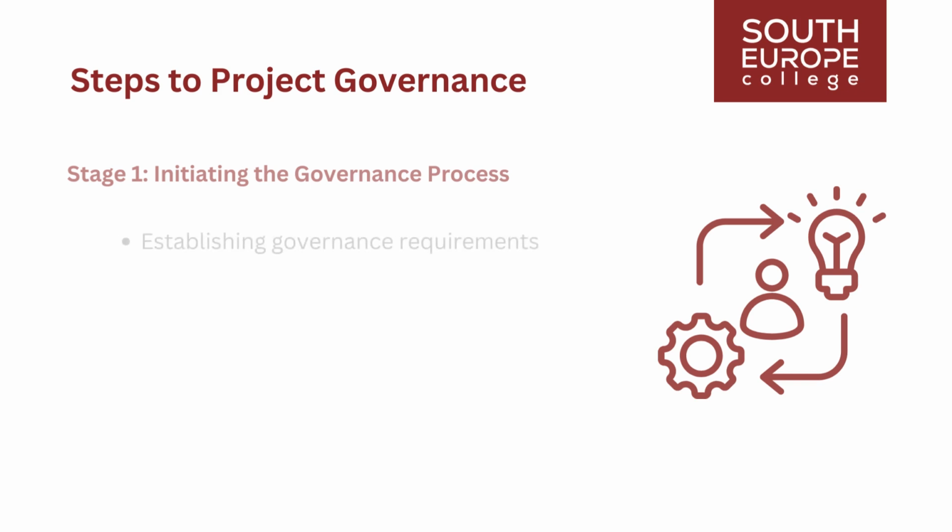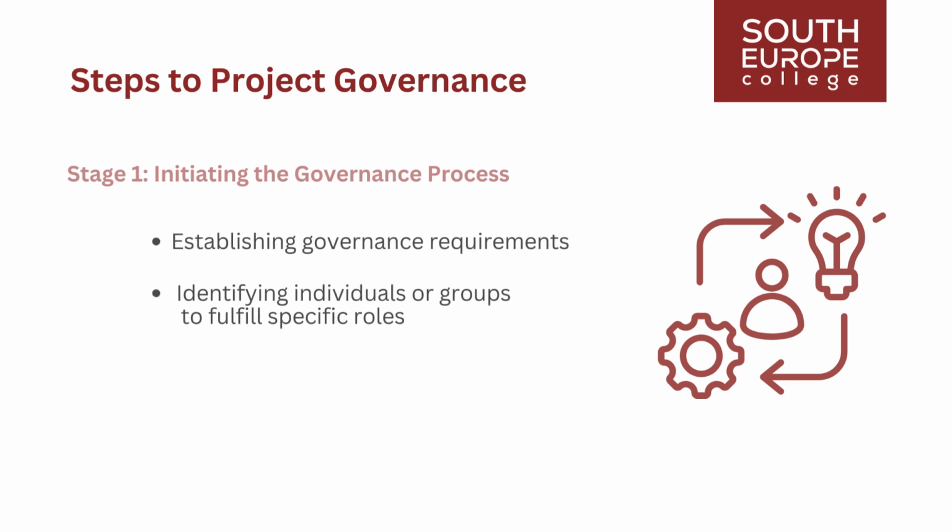It involves establishing governance requirements, identifying individuals or groups to fulfill specific roles, for example, project sponsor, project owner, governance board committee, project team members, and initiating stakeholder engagement. The governance plan is outlined during this phase, and feedback, support, and consultation are sought. Stage 1 marks the inception of the governance process.